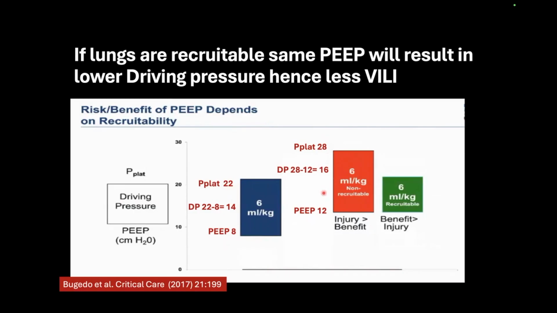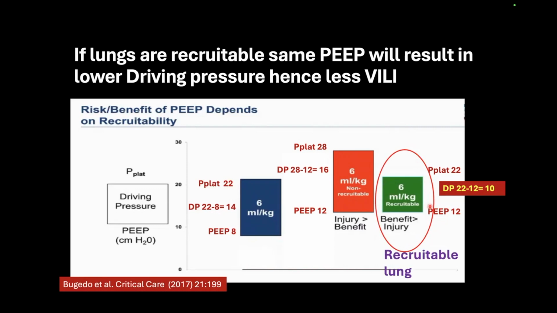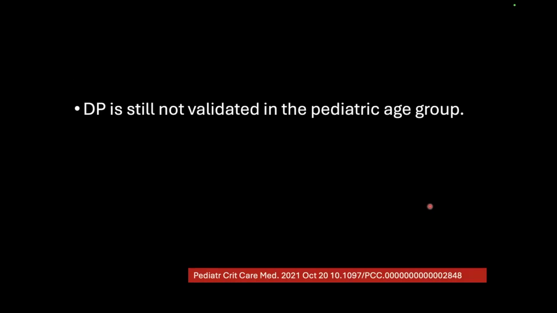While if your lung is recruitable, then the same PEEP of 12 will actually result in a reduction in the plateau pressure and driving pressure also. So this means this lung is safer and it will tolerate higher PEEP and will benefit from applying PEEP. This is a recruitable lung.